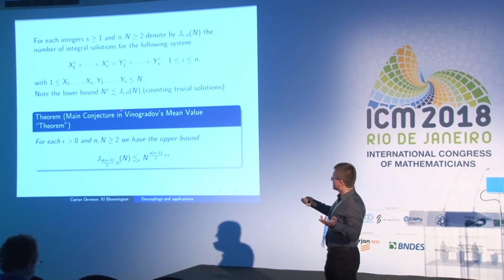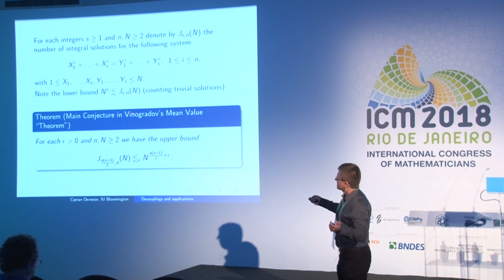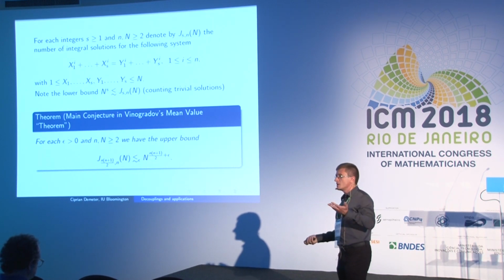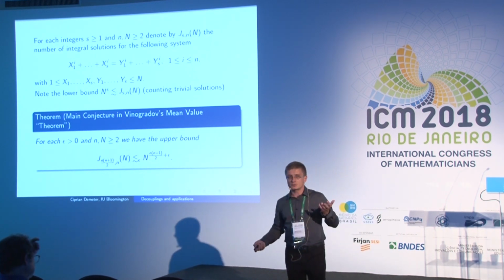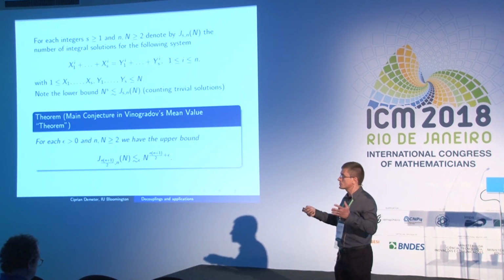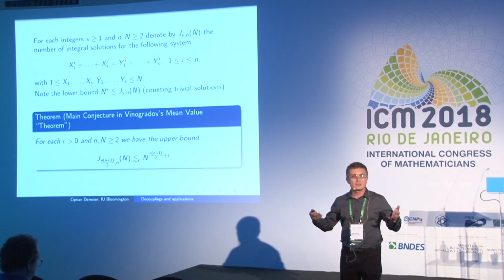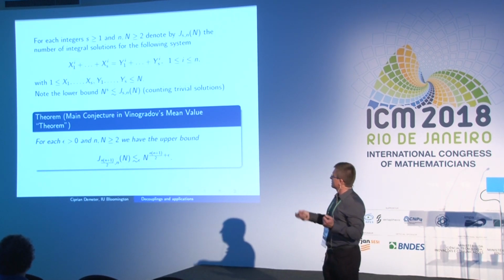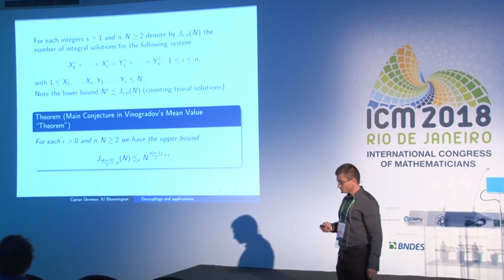But the Vinogradov mean value theorem says that if you look at the correct value of s, which is n times (n plus 1) over 2, then there can't be many new solutions, apart from N to the epsilon. So the new solutions only account for, more or less, the same proportion compared to the trivial solutions.